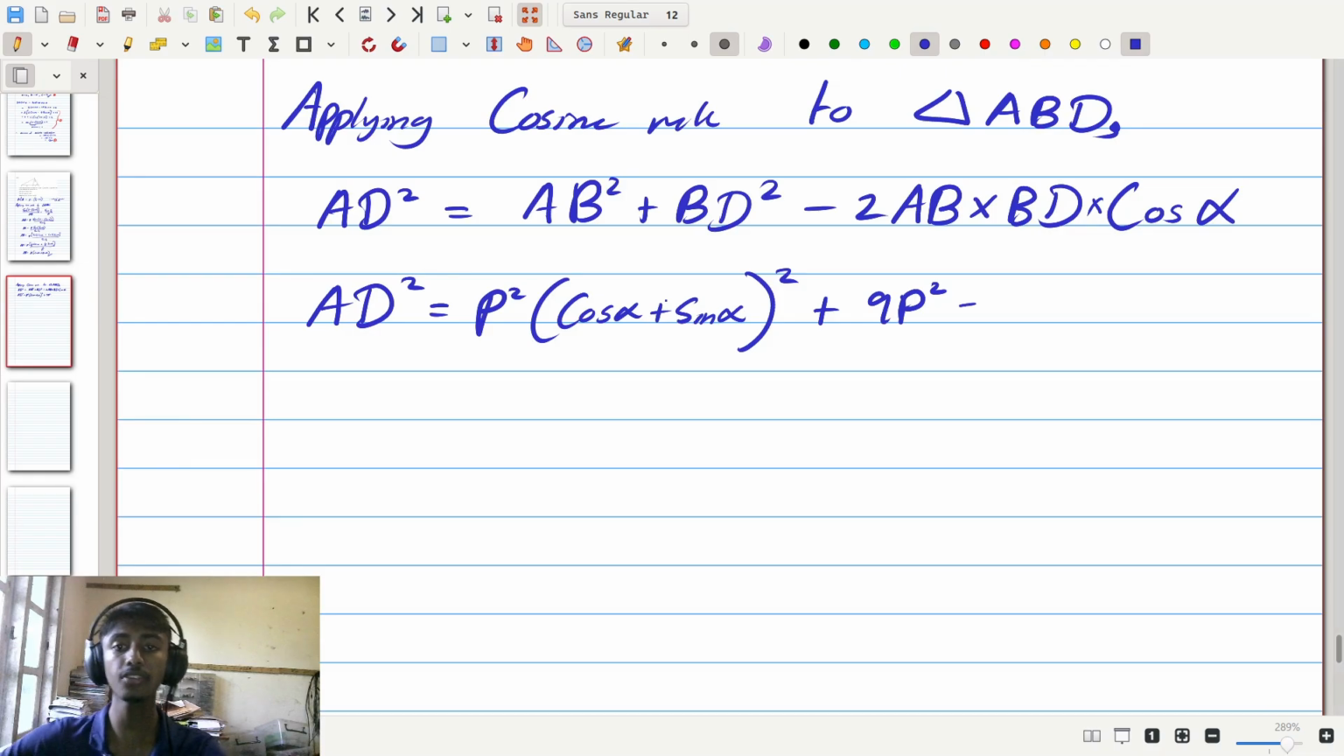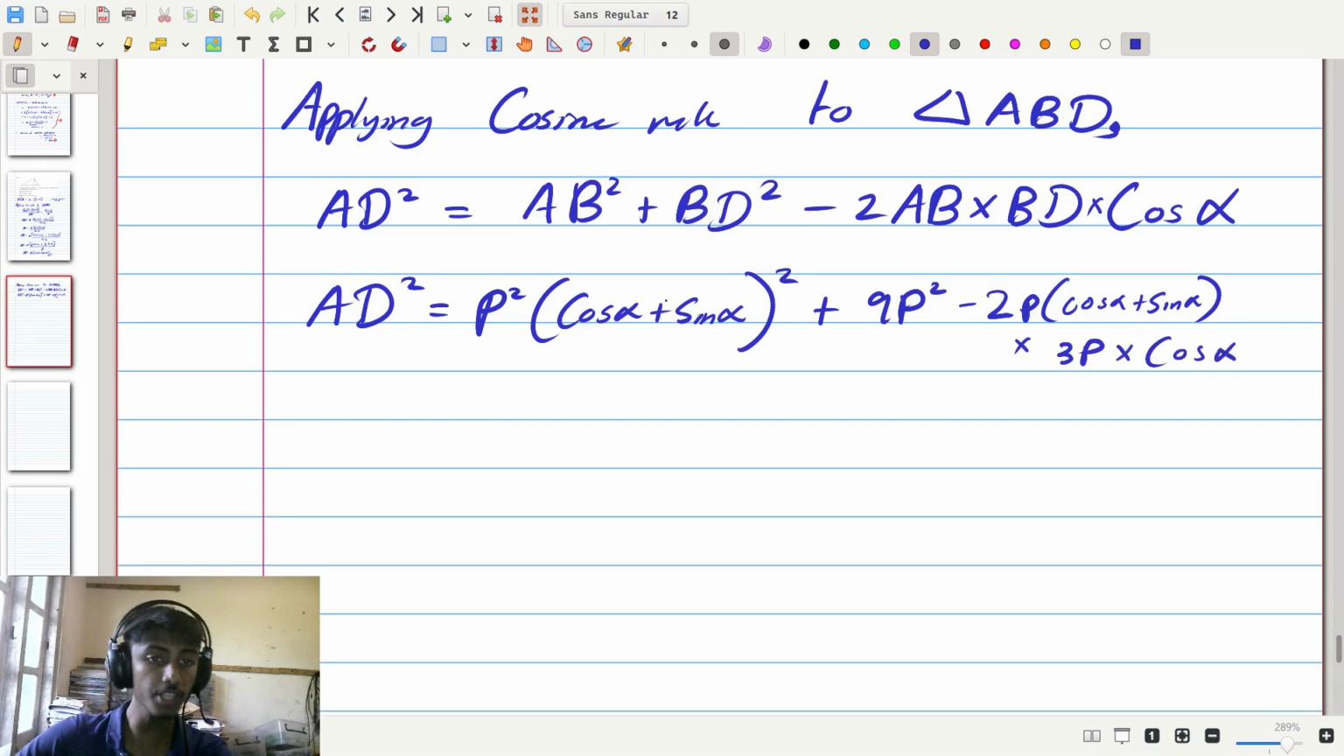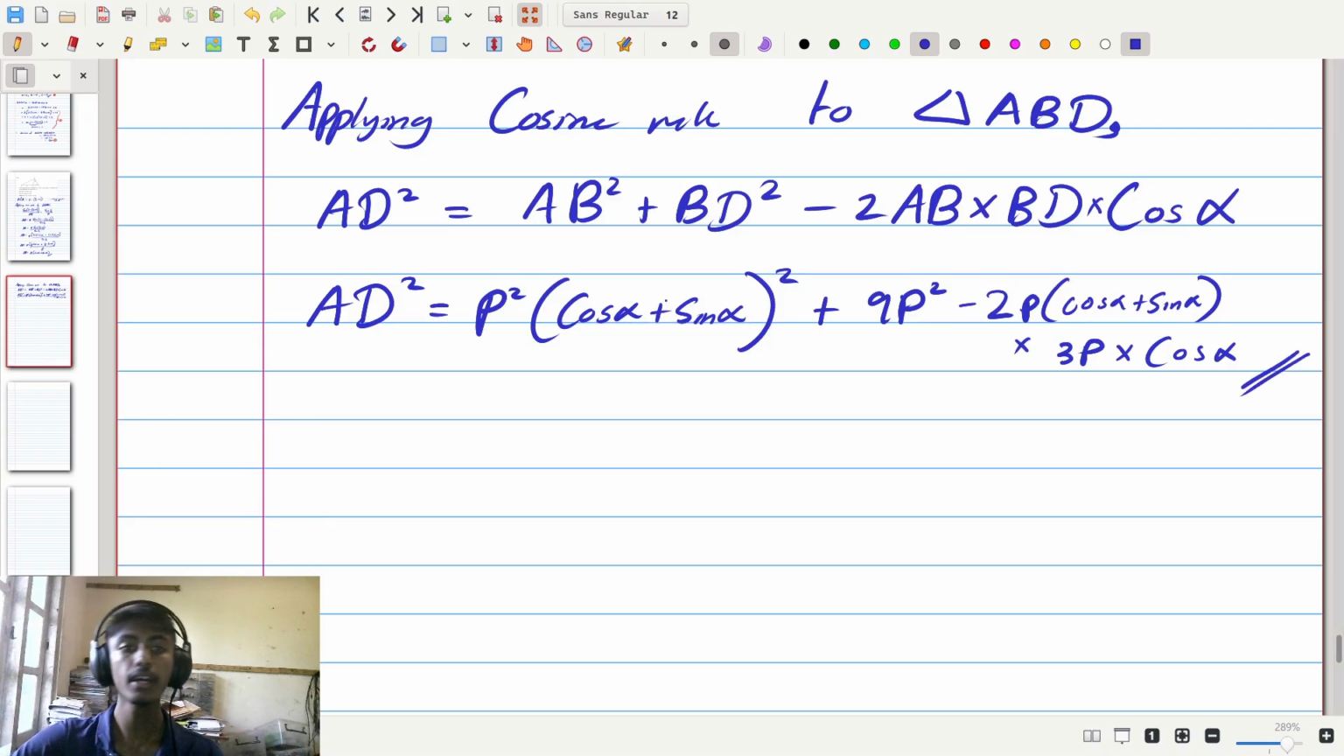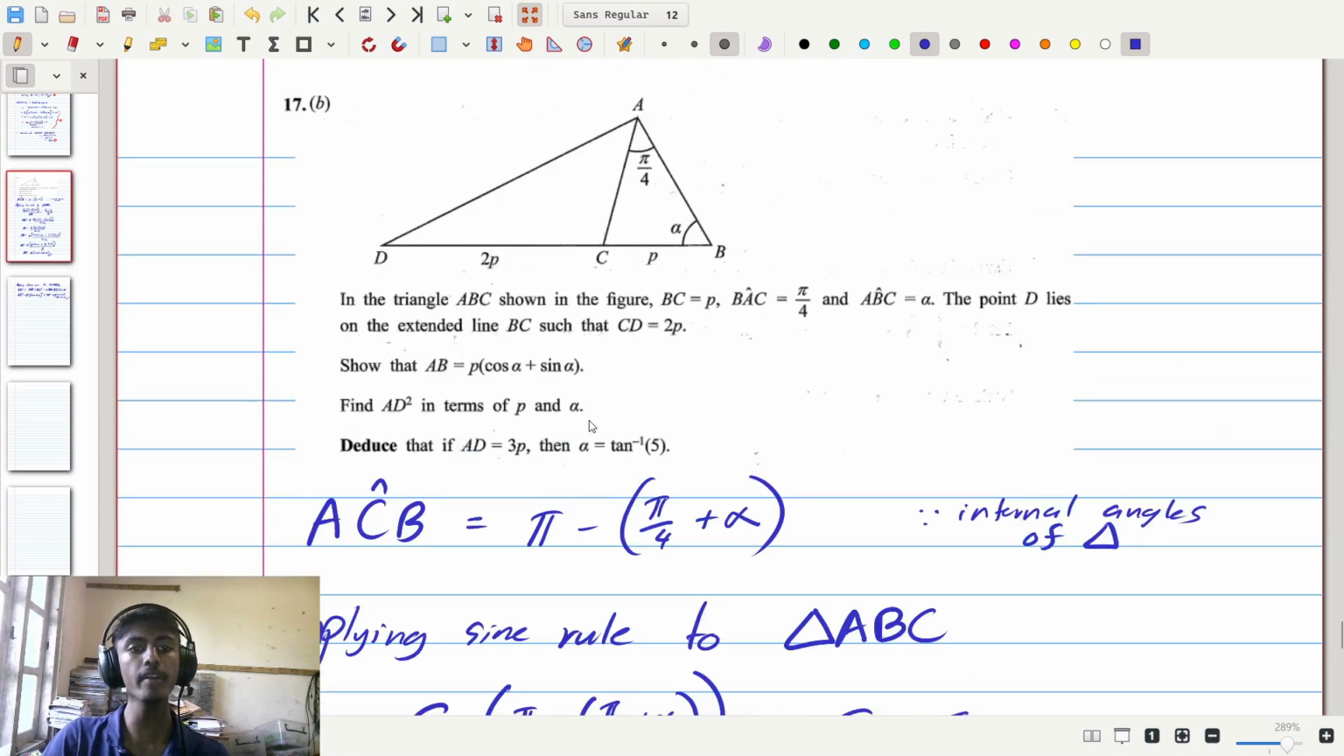And then we have minus 2 times AB times BD, which is going to be 2 times, and AB is equal to p times cosine of alpha plus sine of alpha, and BD is equal to 3 times p, and then we have cosine of alpha. So according to this, AD squared is equal to this expression right here, and with that we have found the length AD squared. Now in our case, we don't actually have to simplify this any further because that's all we need to do in order to complete the last part of the question.